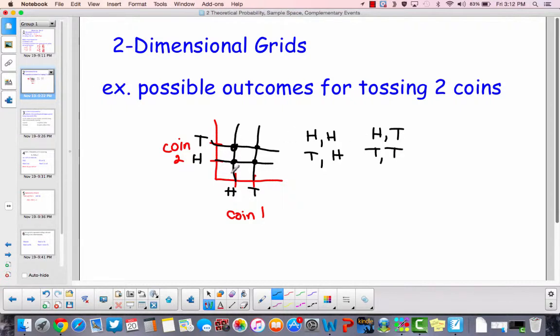Now, for this example, this grid may not be very helpful to you. You may already be able to come up with those on your own. But when you start adding multiple things, it does make it a little bit easier to figure out what those outcomes could be.